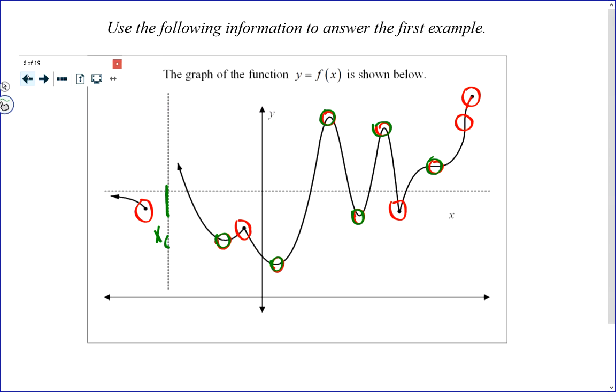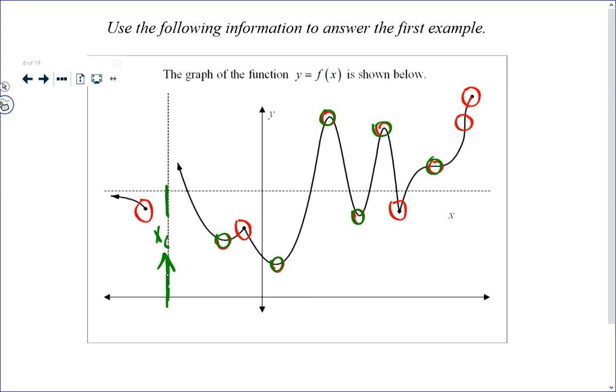This point right here that I'm indicating is critical because the derivative is not defined there, because the function doesn't exist there. So if I count them left to right, 1, 2, 3, 4, 5, 6, 7, 8, 9, 10, 11, 12 critical points here.